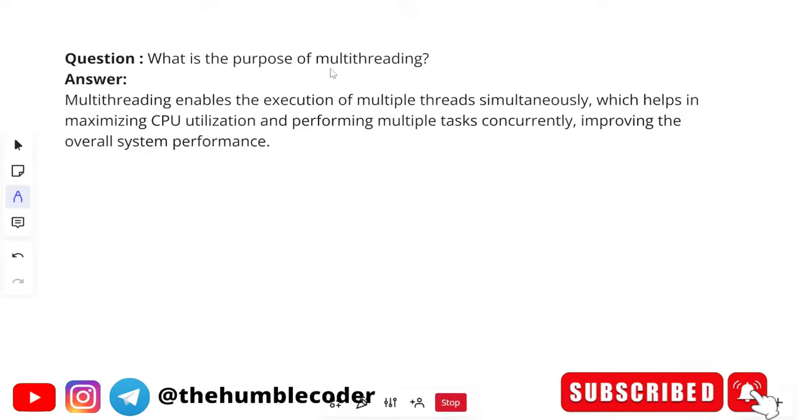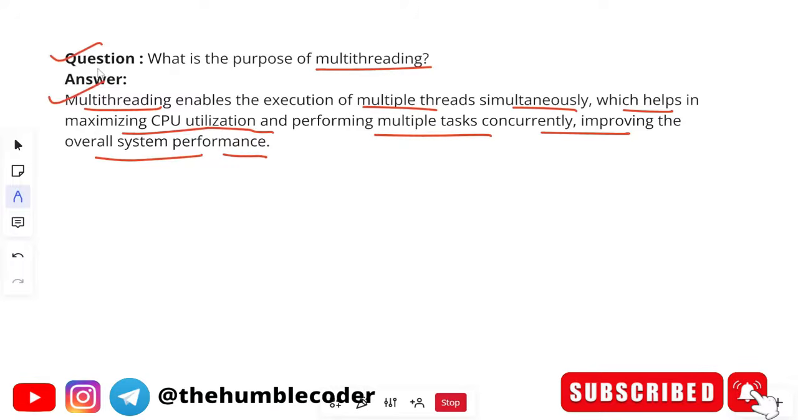What is the purpose of multi-threading? Okay, again a concept from OOPS. Multi-threading enables the execution of multiple threads simultaneously, which helps in maximizing CPU utilization and performing multiple tasks concurrently, improving the overall system performance. So multi-threading is a very important and beneficial concept, where multiple threads are executed simultaneously.